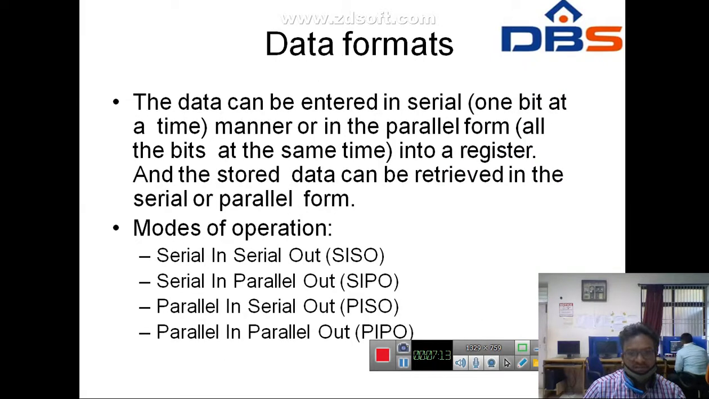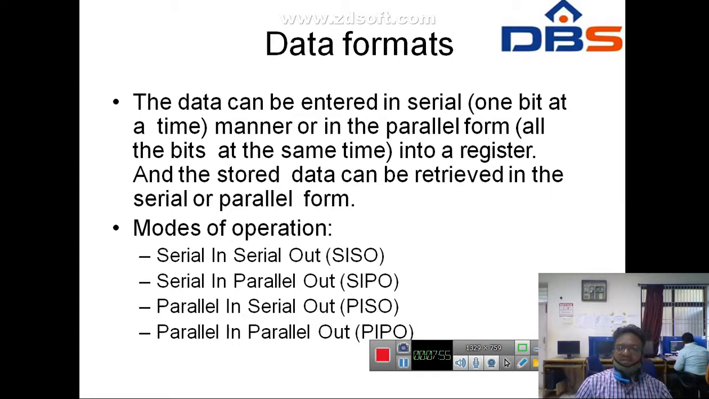Coming to the data formats, that is, the different types of registers. Data can be entered in serial, which means one bit at a time, or in parallel form. Parallel means all the bits at the same time into a register. That is the difference between serial and parallel. Serial means we put bits in one by one, shifting from one device to another, that means one register to another register, or one flip-flop to another flip-flop.